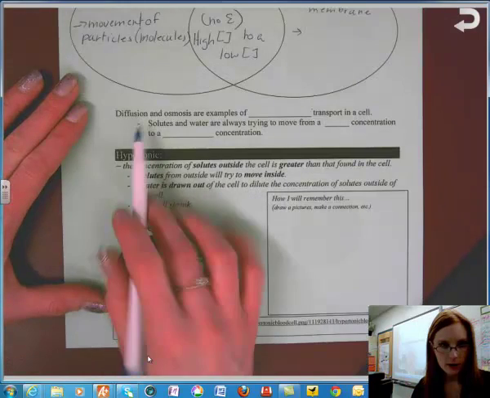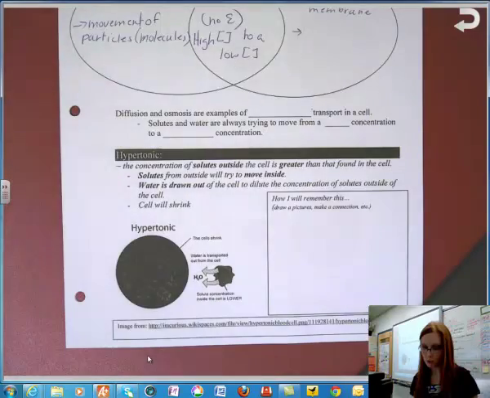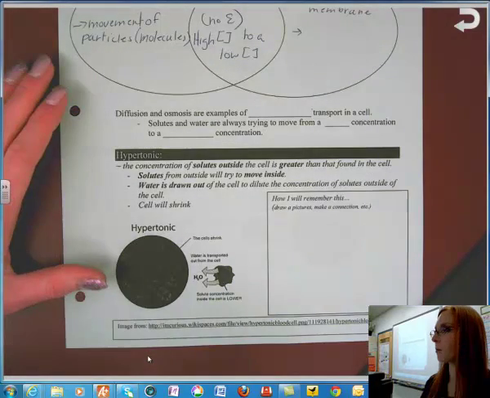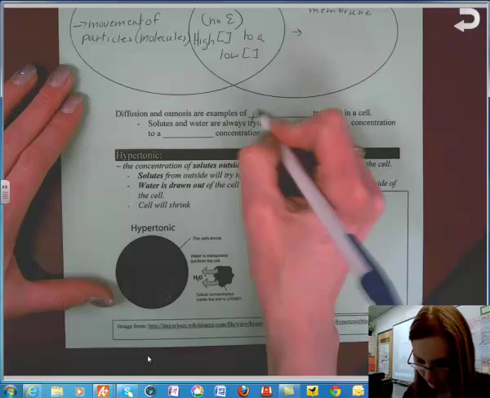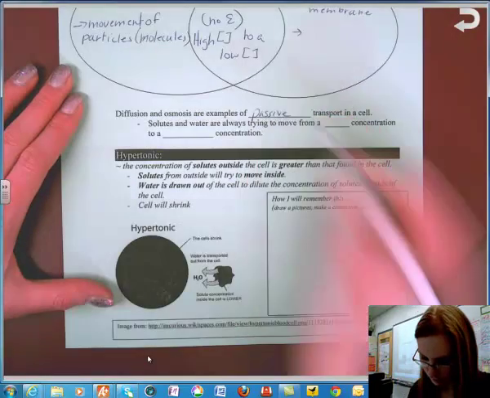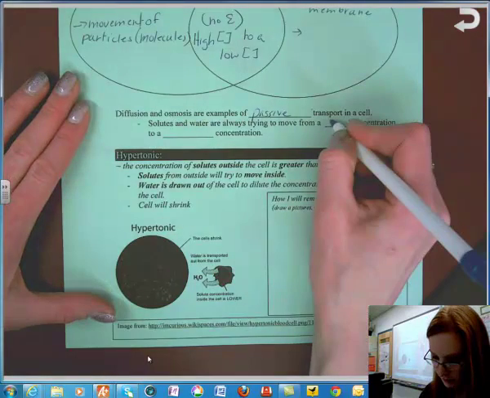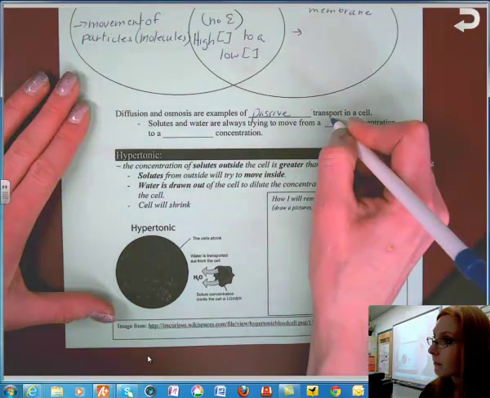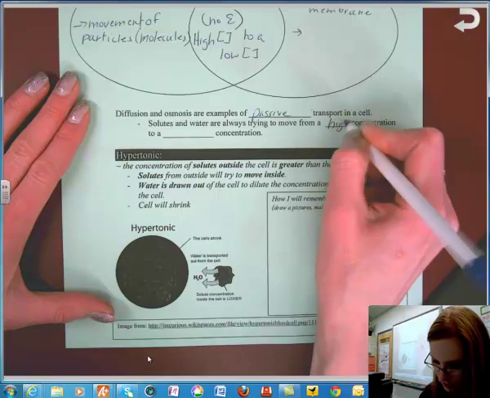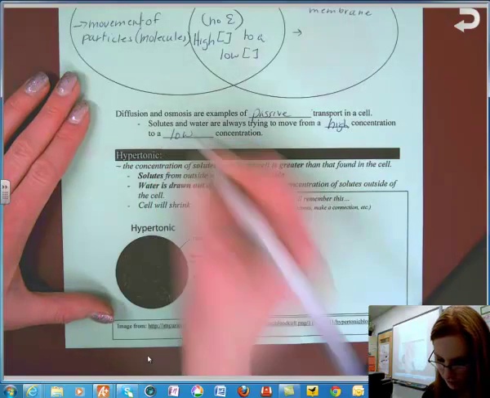Okay, let's take a look here. Diffusion and osmosis are examples of what type of transport? Passive. Solutes in water are always trying to move from a high concentration to a low concentration.